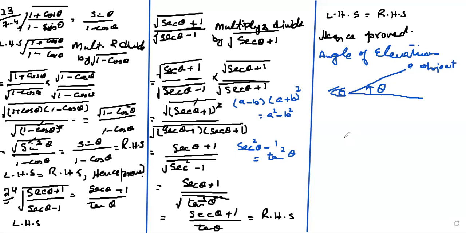But on the other hand, suppose, right, a person is watching anything. This is the horizontal line, and the object is down the horizontal line. So this angle is called angle of depression. So this is object here. This is angle of depression.